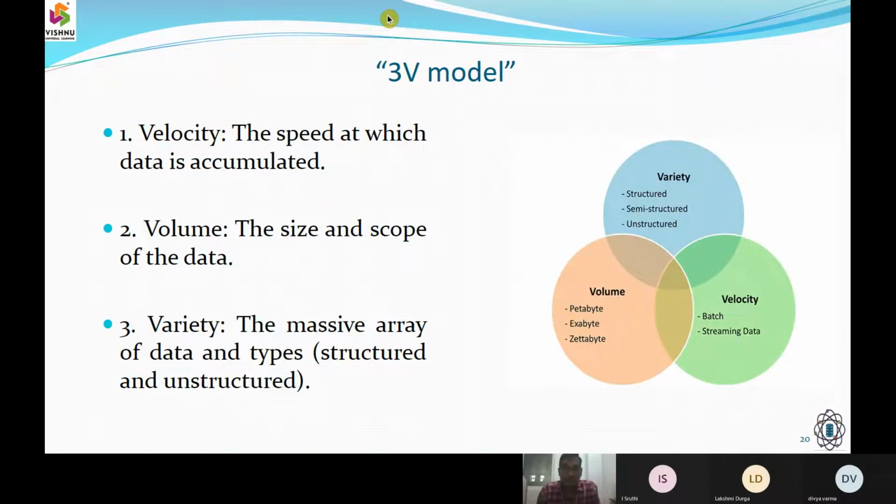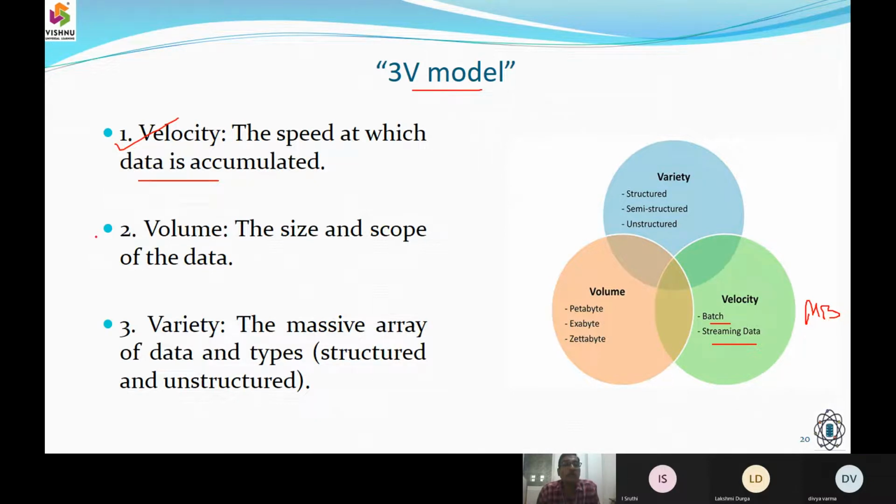Next thing was, whatever data we are going to figure out for this content will be with a 3V model. So what does this 3V mean? One, we call it velocity. When we talk about velocity, it is going to stream the data, so that means in megabytes, gigabytes, terabytes. So the speed of the data, the internet speed. That one we are going to look at as the first case.